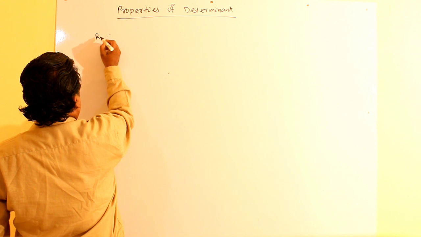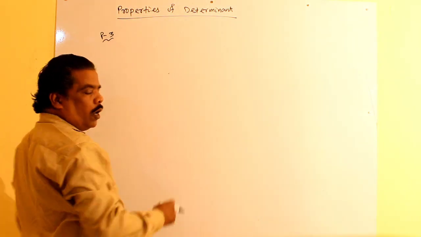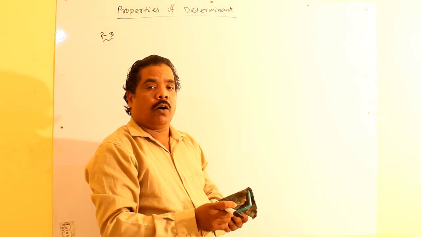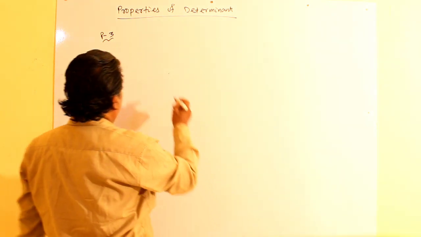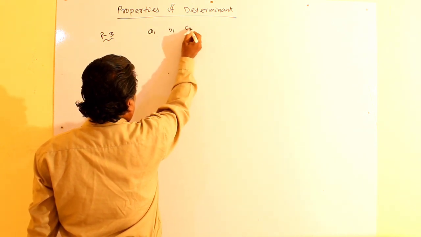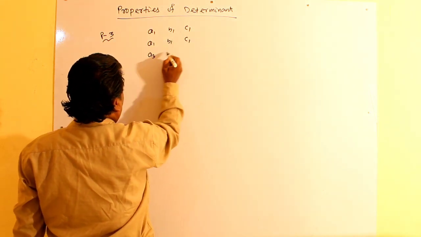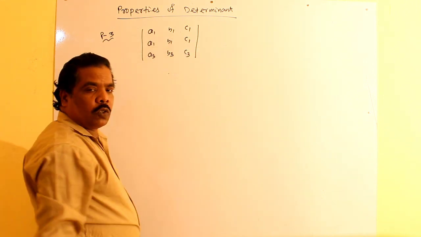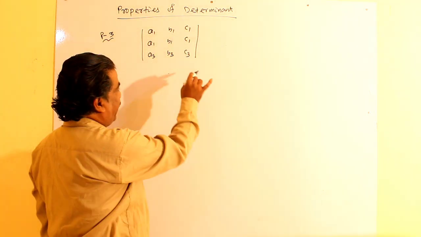Next, property 3. If any two rows or columns of any determinant are equal or identical, then the value of determinant is 0. Suppose first row is A1, B1, C1, second row is A1, B1, C1, and third row A3, B3, C3. Here, row 1 is equal to row 2. If any two rows are equal, the value of determinant is 0.